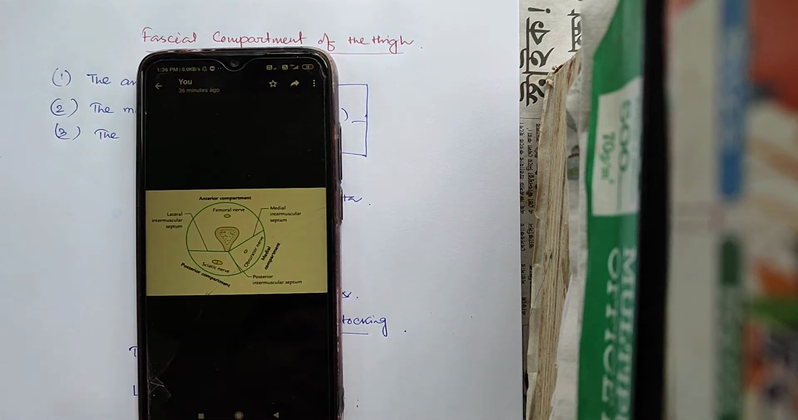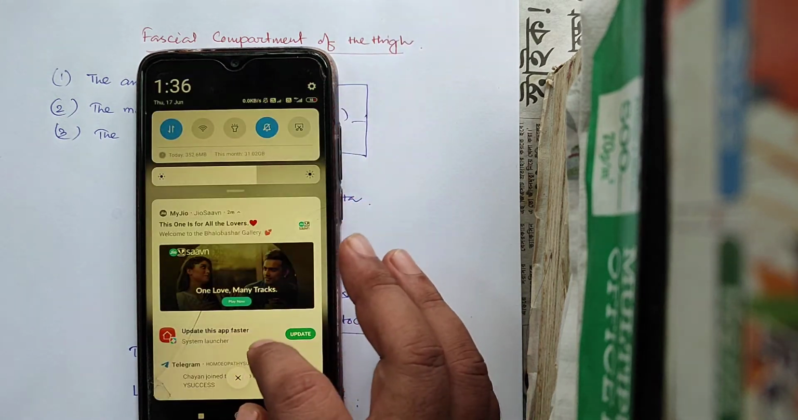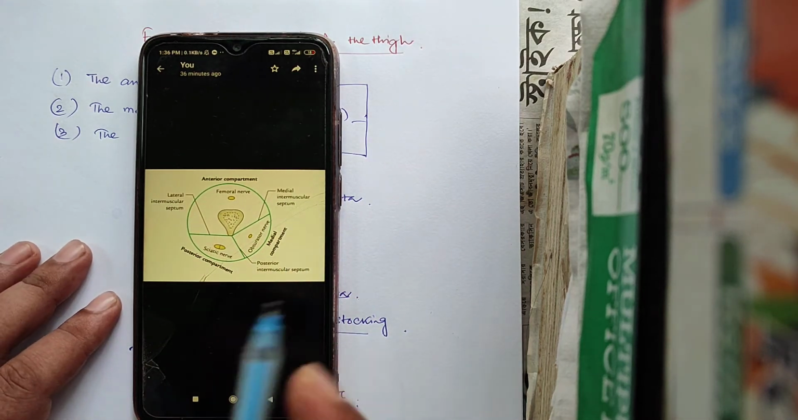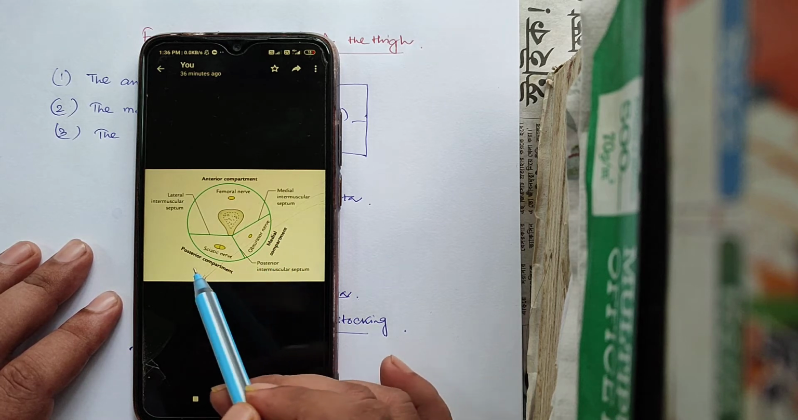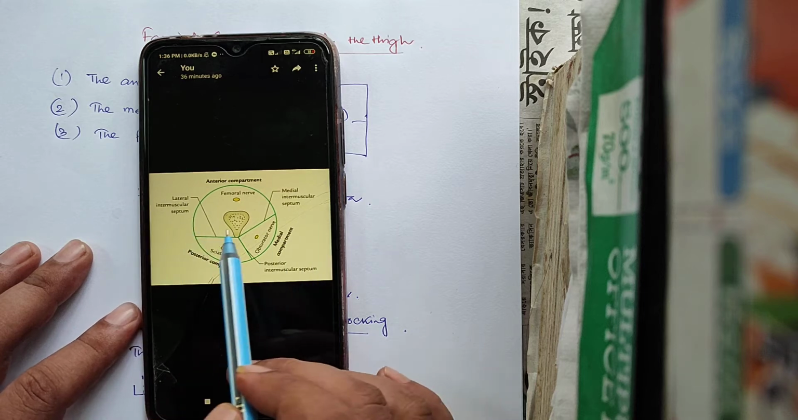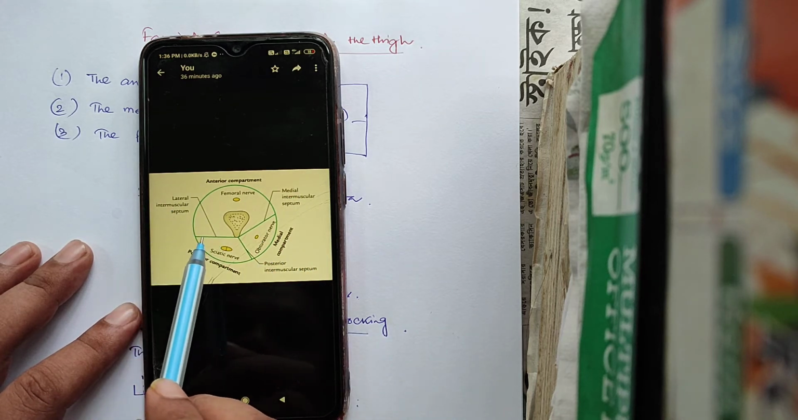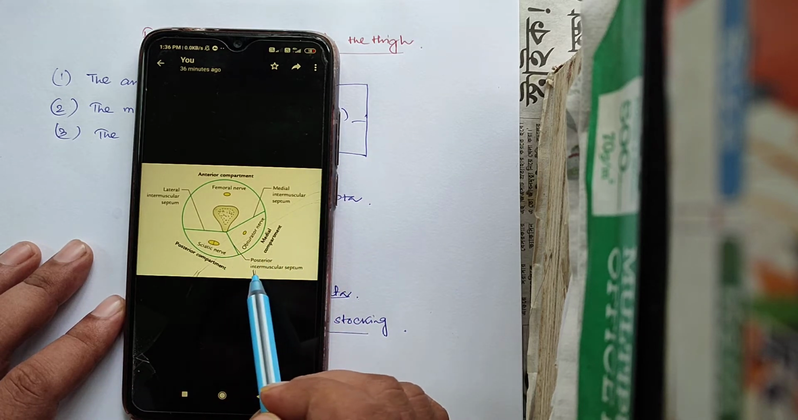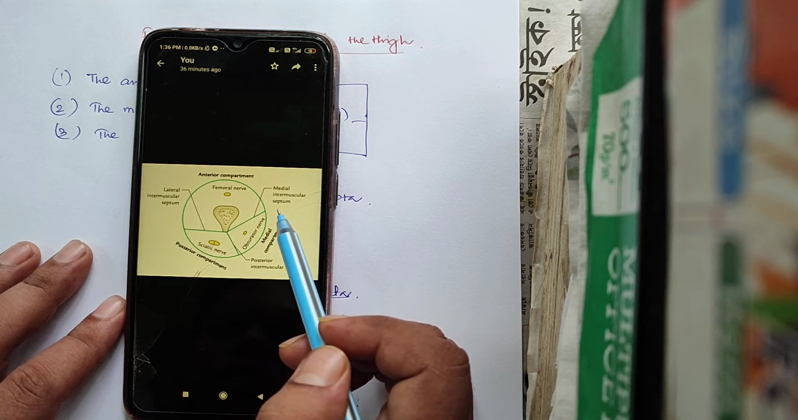Here is one structure, see. This is the anterior compartment, this is the medial compartment, and this is the posterior compartment. These are formed due to the intermuscular septa. This is the lateral intermuscular septum on the lateral side, this is the posterior intermuscular septum on the posterior side, and this is the medial intermuscular septum.